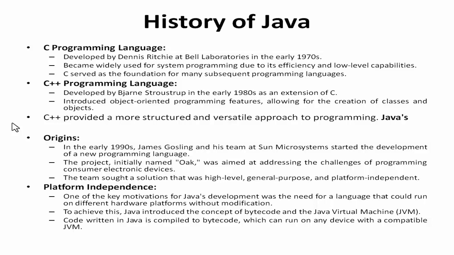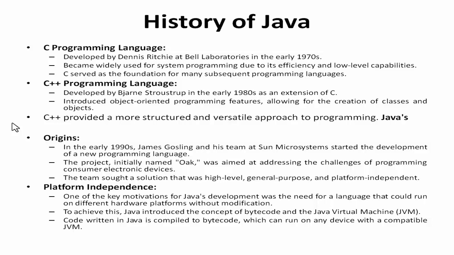The C++ programming language was developed by Bjarne Stroustrup in the early 1980s as an extension of C. It introduced object-oriented programming features, allowing for the creation of classes and objects. C++ provided a more structured and versatile approach, which led to the Java programming language. Basically, the object-oriented concept came from C++. Whereas in Java, we are going to avoid the concept of pointers and also the concept of templates.